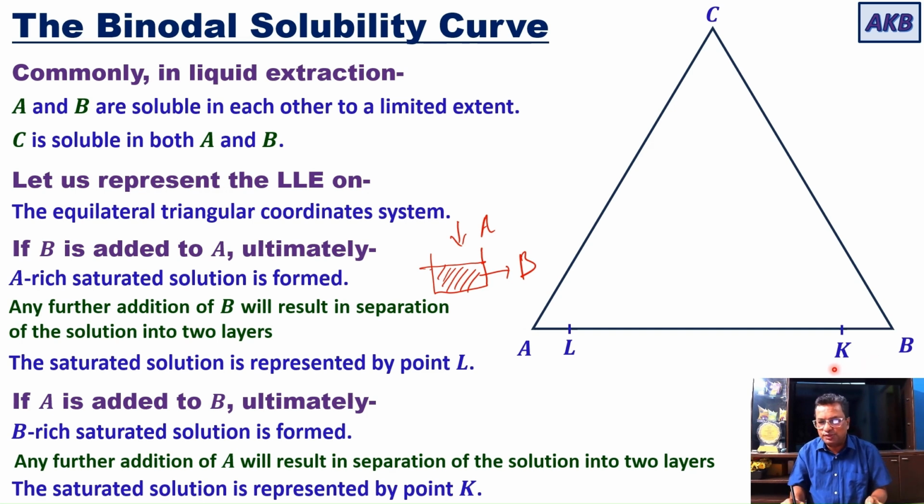The other way is also true. If solubility increases, then L is going to move away from A and K is going to move away from B. The point to remember is that the position of L and K depends on the mutual solubility of A and B. The more insoluble they are, the closer these points will be located to apex A and apex B. The more soluble they are, the farther these points will be located from A and B. Point L will be located away from A and point K will be located away from B.